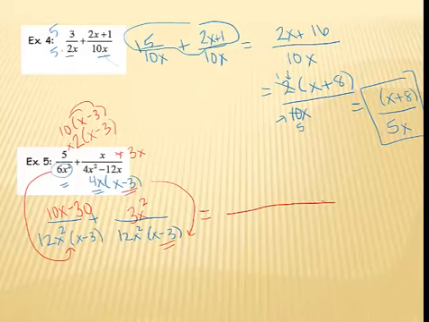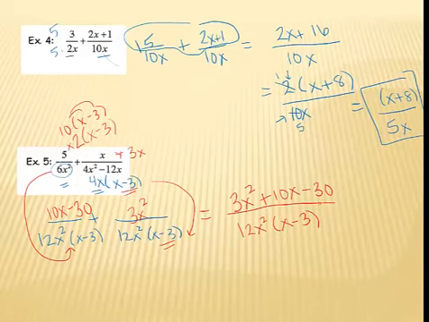So we've done step 3. Step 4 says now we're going to add these together. Keep your denominator the same. So let's see if there's any like terms here. There's no like terms, so let's just put it in order. We have 3x squared plus 10x minus 30.